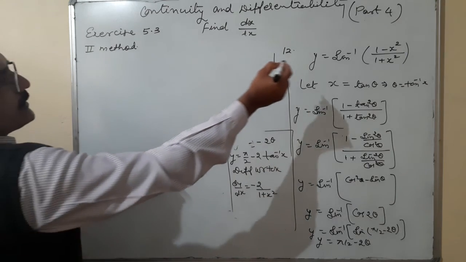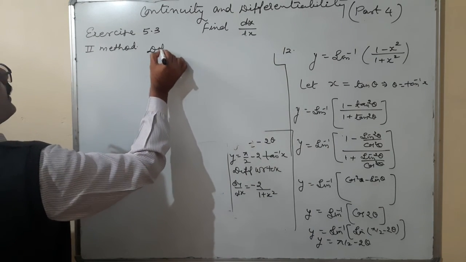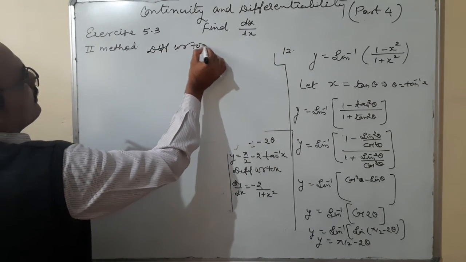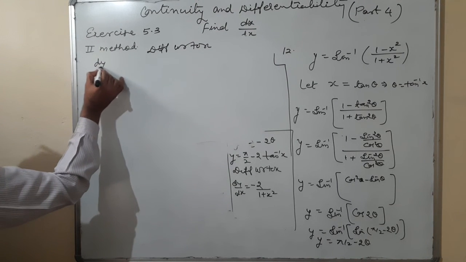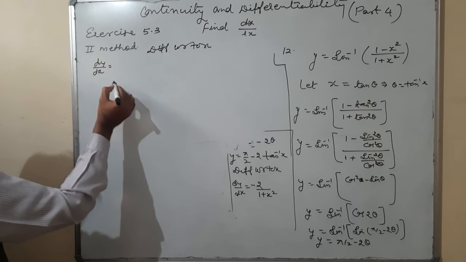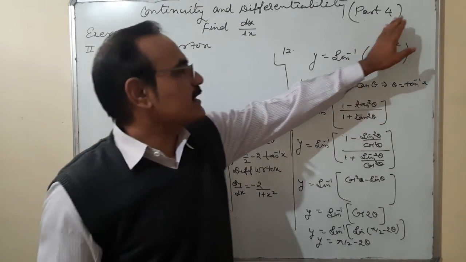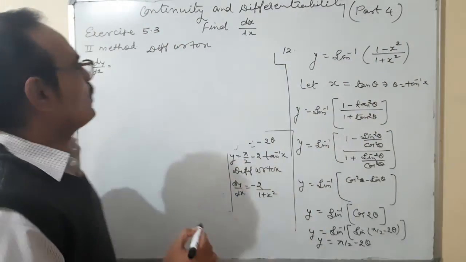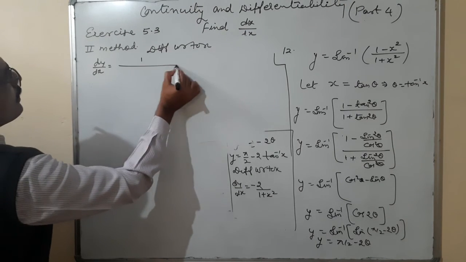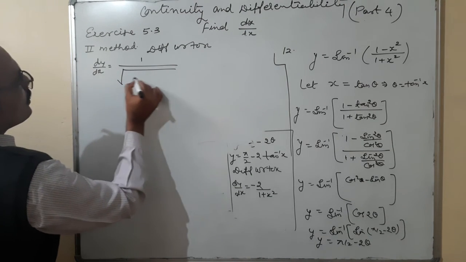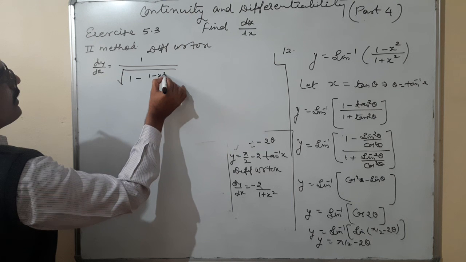Differentiate with respect to x, dy by dx is equal to sine inverse, and this entire term is t. So I may write here 1 upon under root 1 minus x square.